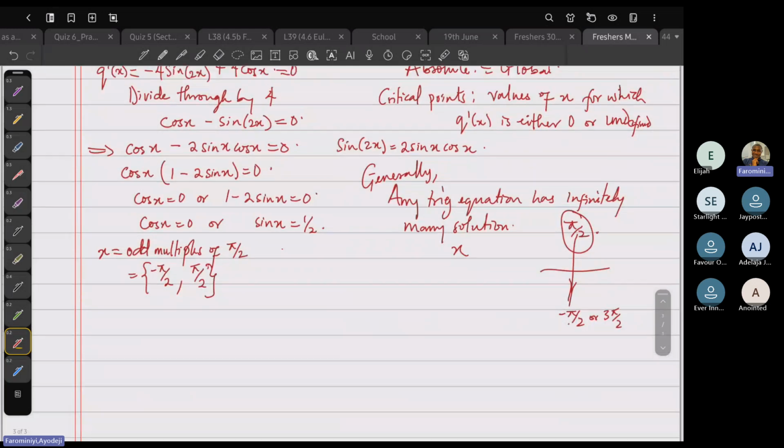Then for sin x equals 1 over 2, what x do you know that satisfies that from your SS1 knowledge? So if sin x is equal to 1 over 2, what x satisfies that?